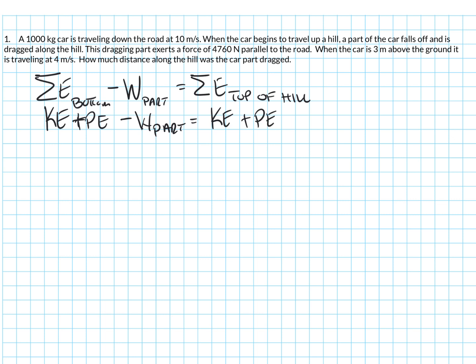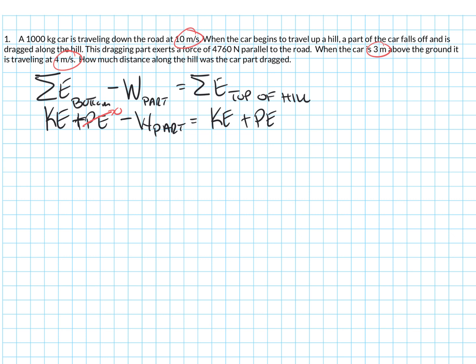Now some of these are going to go away, so to figure that out, I'll ask my questions. At the bottom of the hill, is it still moving? Yes, it's moving at 10 meters per second. At the bottom of the hill, is it above the location? No, because that's the bottom of the hill, so that's going to go away. Okay, work I'll leave alone. At the top of the hill, is it moving? When the car is 3 meters above the ground, it is traveling at 4 meters per second, so yes, it's still moving. And is it higher than the other location? Yes, in fact, it's 3 meters higher, so I'll keep those energies.